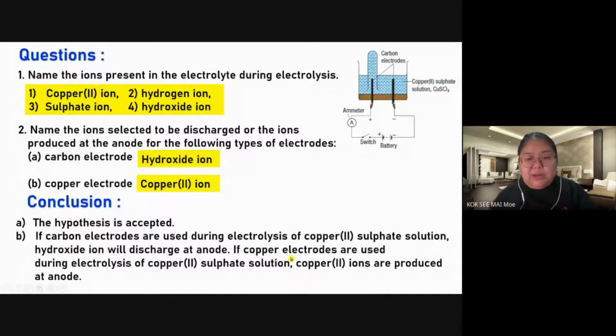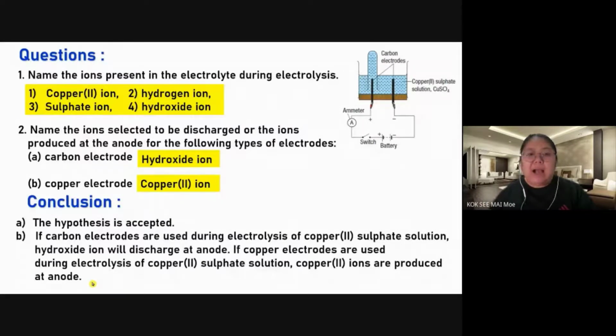If copper electrodes are used during the electrolysis of copper 2 sulfate solution, what will be produced? Copper 2 ions are produced at the anode. So they just copy from the hypothesis. You add one more phrase, the hypothesis is accepted, then you copy everything from the hypothesis. So this is the final conclusion. Your report must go from the aim until the last one, the conclusion, the same as inside your experiment book. So this is your first homework.